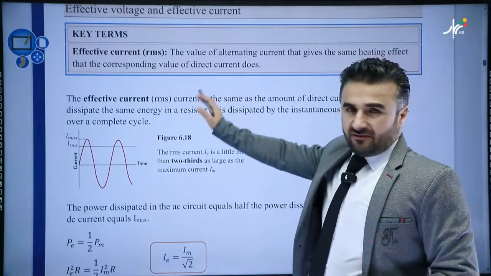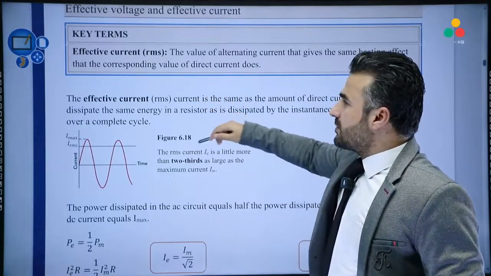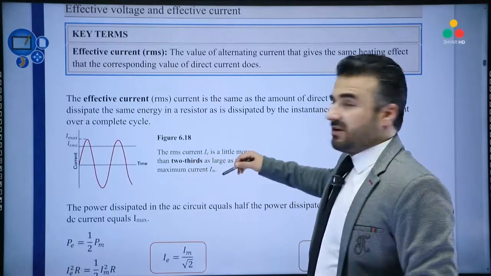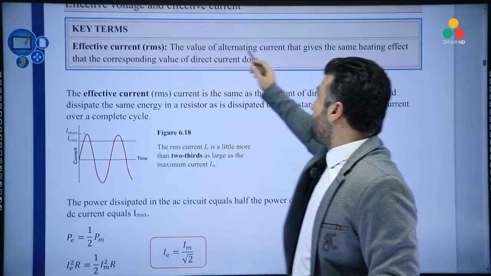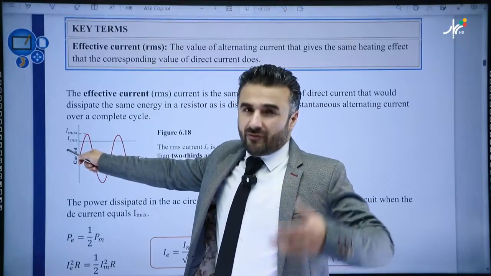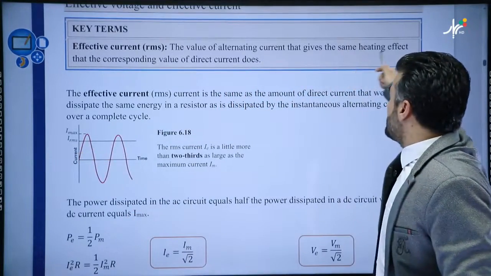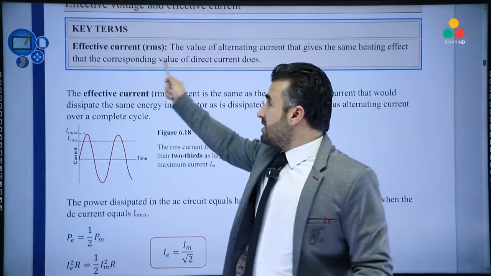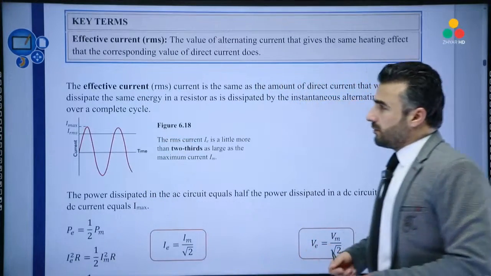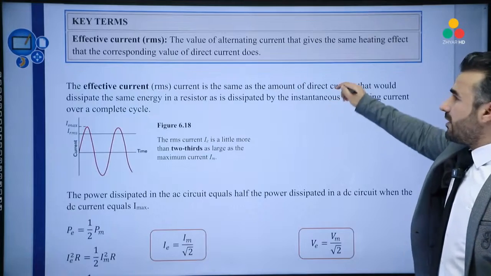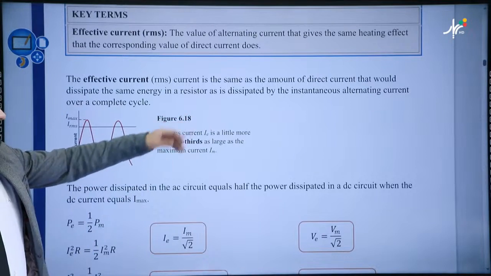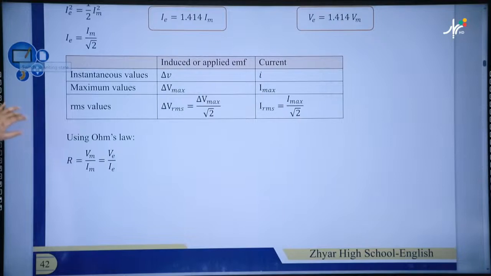All right, so the effective current, root mean square value, okay? And sometimes we just write I or E for short. Let's say effective voltage, effective current, or effective power, whatever it is, yeah? So we'll say the value of the alternating current gives the same heating effect that the corresponding value of a direct current does, okay? So the effective current, the root mean square current, is the same as the amount of direct current that would dissipate the same energy in a resistor as is dissipated by the instantaneous alternating current over a complete cycle.